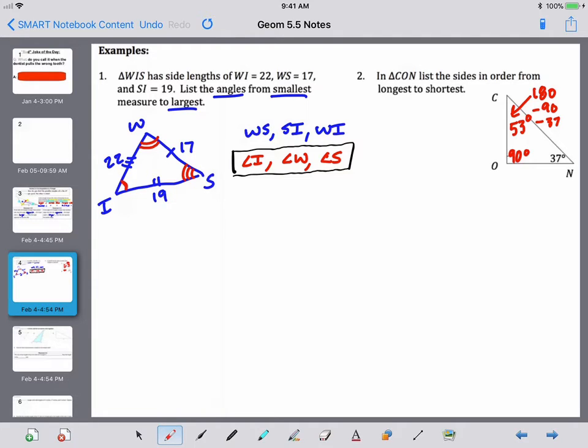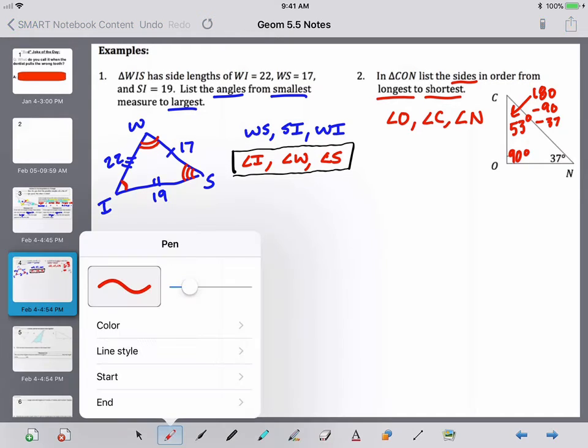So first thing, if I'm going to list the sides in order from longest to shortest, first I need to list my angles from largest to smallest. I can see my largest angle is 90 degrees, that's angle O. Next, angle C is 53 degrees, and angle N is 37 degrees.